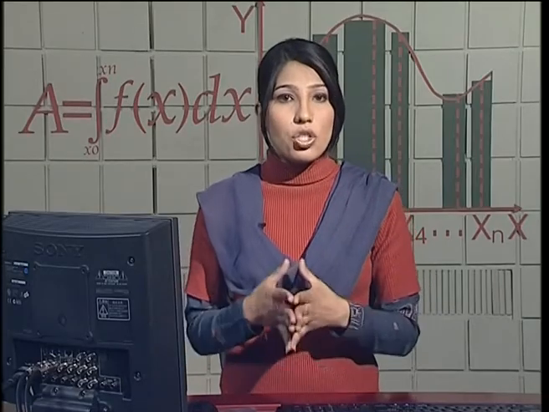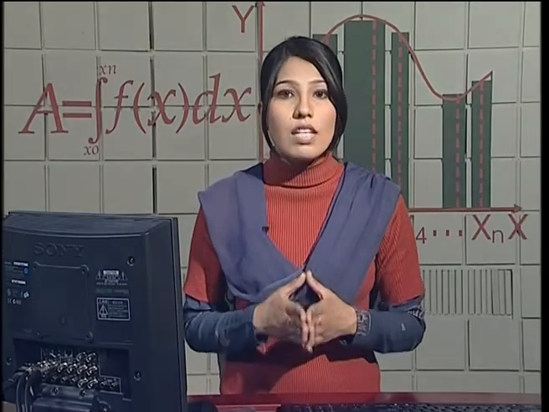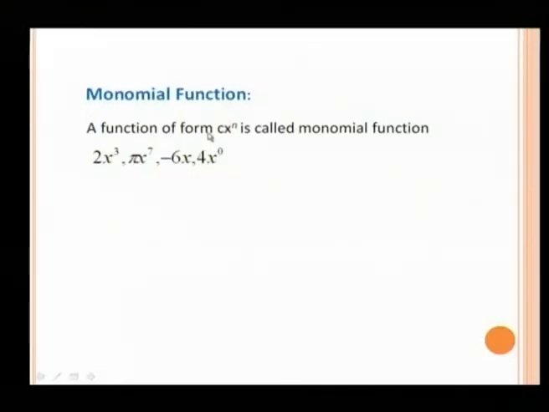The second classification of function is monomial function. A function of form c x raised to the power n, where c is a constant and n is a non-negative integer, is called monomial function. You can see the definition and example of monomial function on the screen. A function of form c x raised to the power n is called monomial function. Some examples are 2x raised to the power 3, pi x raised to the power 7, minus 6x, or 4x raised to the power 0.